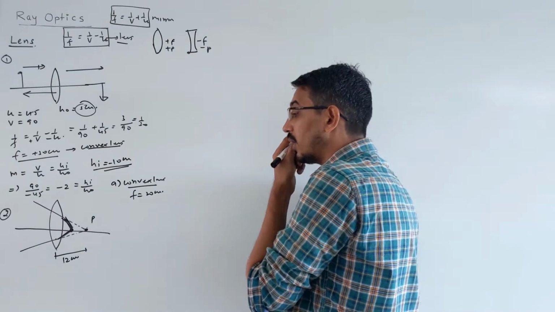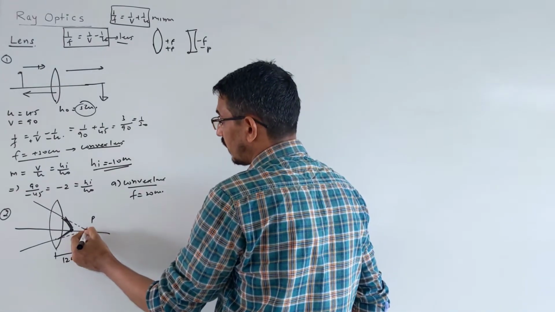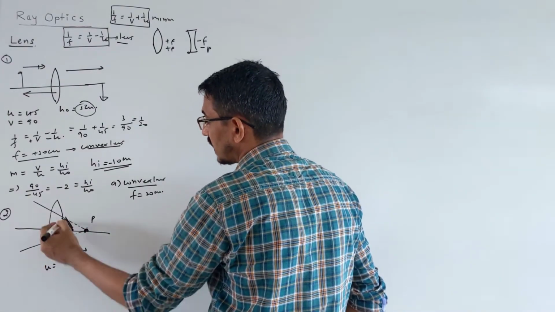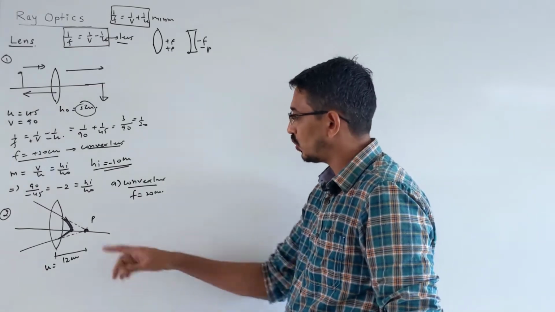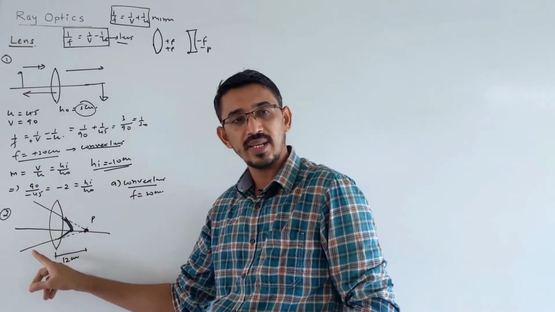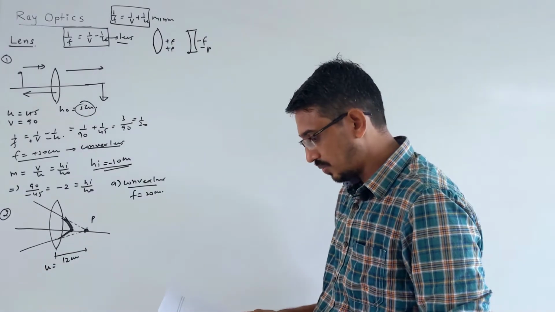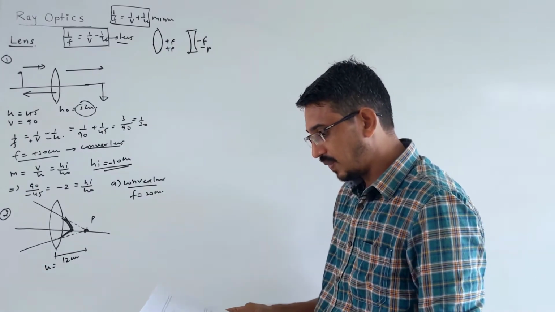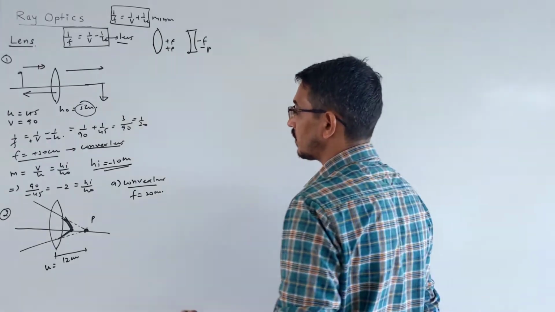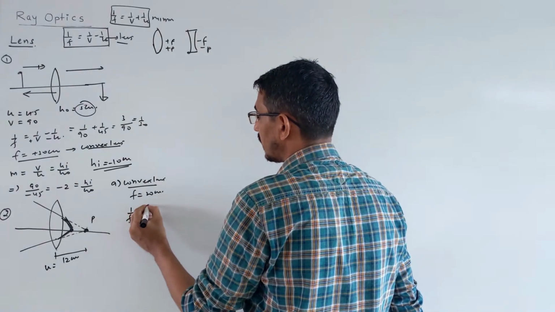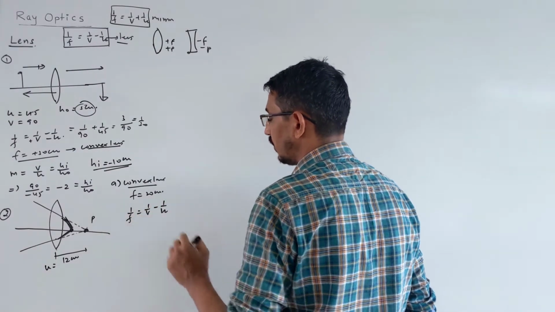So what we do, this point where it's converging could be the object distance for this lens, correct? We have to find the image distance. They are asking where it will converge, so image distance only they are asking. So let's write the formula. 1 by f is equal to 1 by v minus 1 by u.